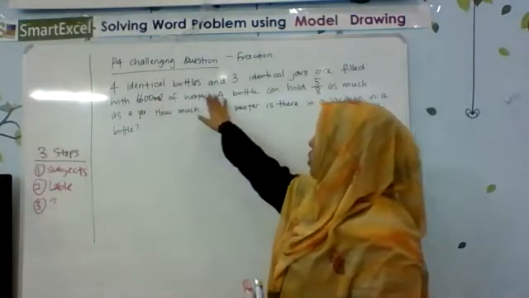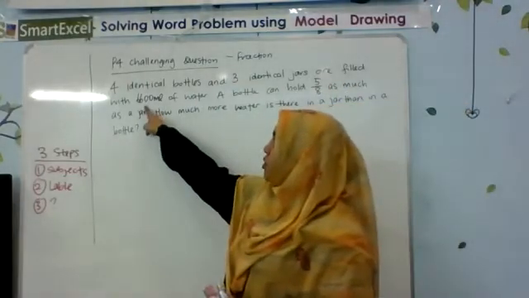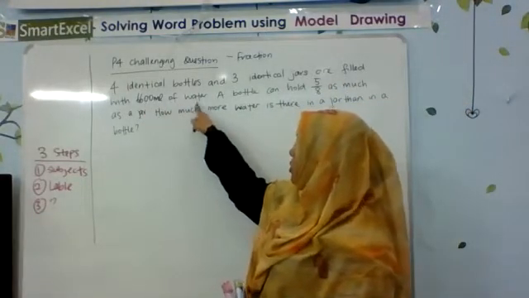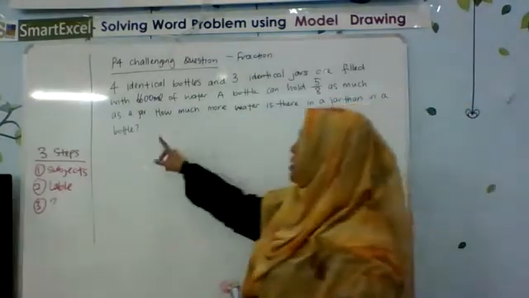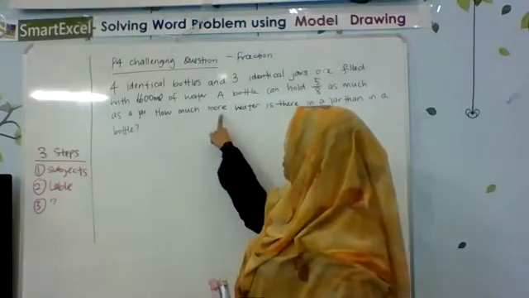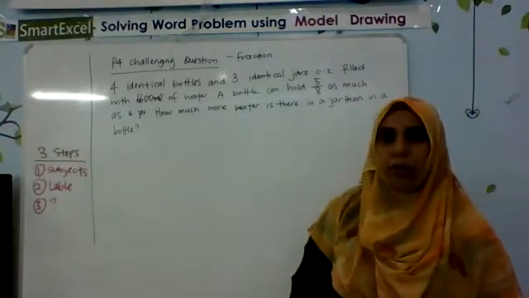4 identical bottles and 3 identical jars are filled with 6,600 ml of water. A bottle can hold 5/8 as much as a jar. How much more water is there in a jar than a bottle? Alright.